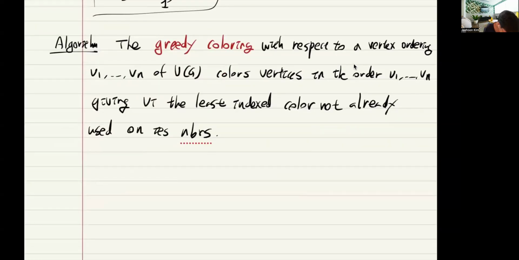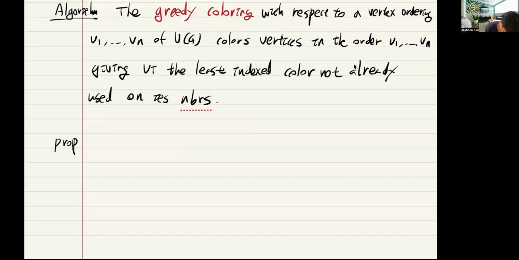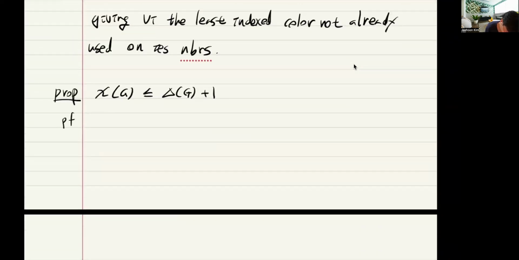Then this is an algorithm, and we know that it will give us a proper coloring. We don't know how many colors it will use, but it's sure that it gives us a proper coloring. And we can analyze how many colors it will use in the worst case. Then we get the following proposition: the chromatic number is at most the maximum degree of G plus 1. Now the proof is pretty straightforward from this algorithm.